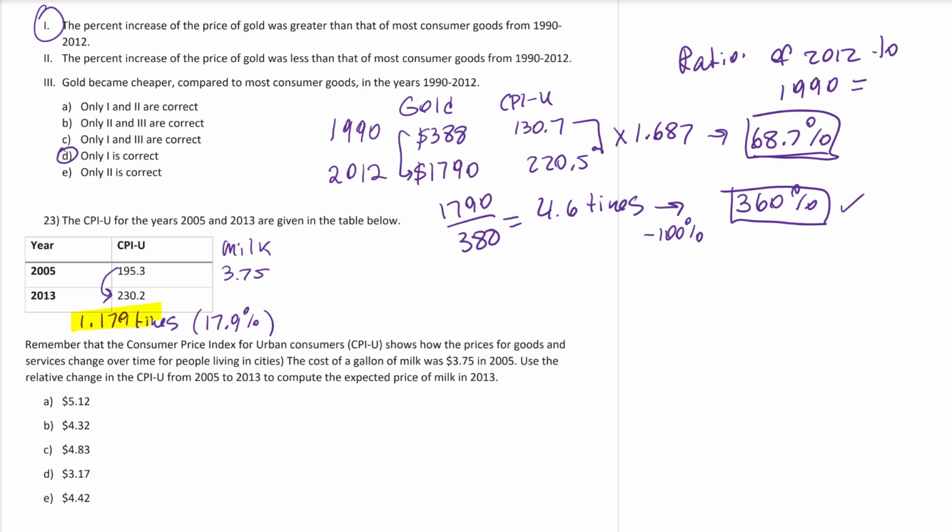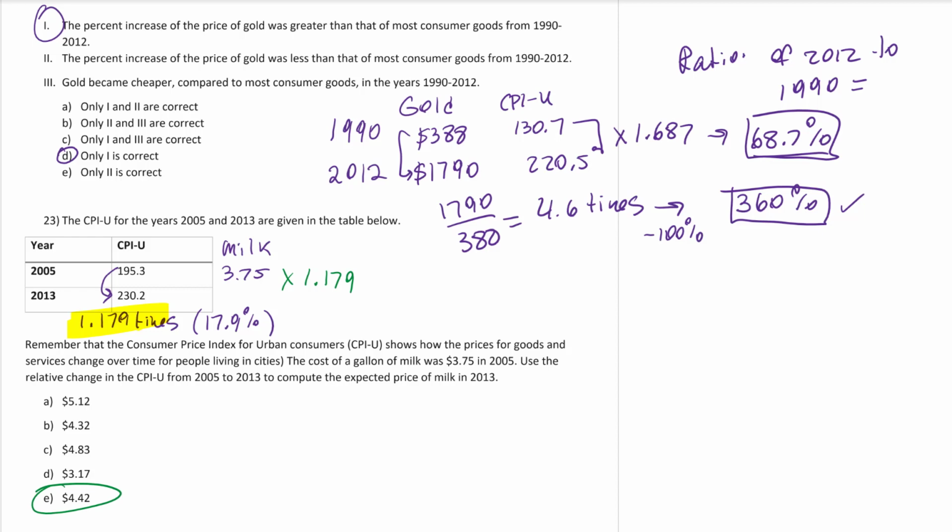But once again, I want to highlight this, that you just do the ratio, and then you take that ratio and you multiply the price of milk by it. And notice I actually have that number on my calculator right now. So I'm just going to go ahead and multiply whatever I have on my calculator by 3.75, and it gives me $4.42, which is choice E.